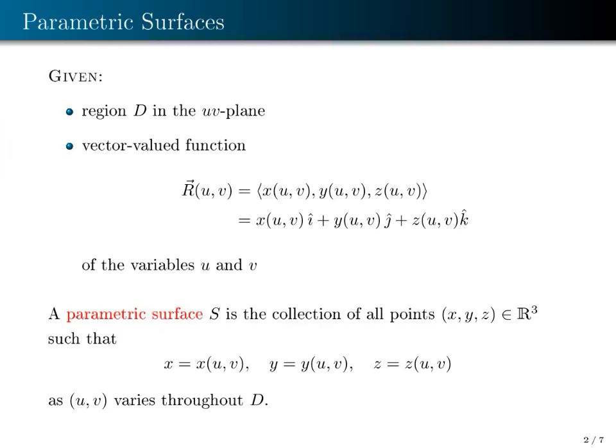By a parametric surface, we will mean all points x, y, z in 3-dimensional space such that x is equal to x of uv, y is equal to y of uv, and z is equal to z of uv, where uv is any point in the domain D of the vector-valued function r.